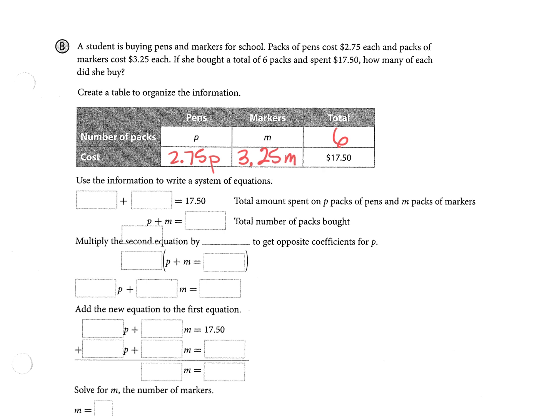To form the equation, we are going to use those 2 pieces from the table. 2.75p plus 3.25m equals 17.50. And the pens plus the markers was a total of 6 packs. Multiply the second equation by what to get the opposite coefficient for p? Well, if we're looking for the opposite of this, we would need to multiply by negative 2.75.